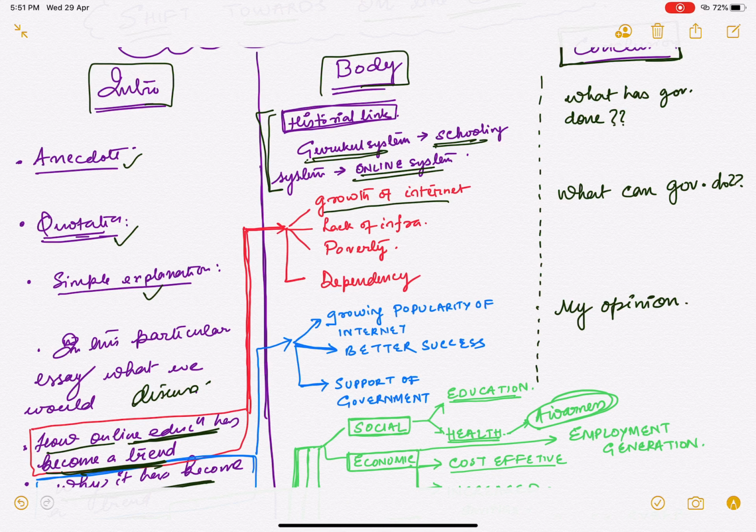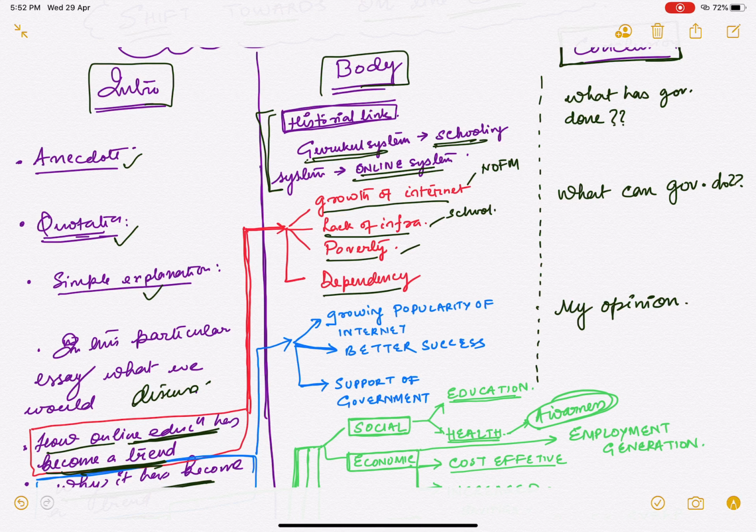First of all, growth in the internet. Next is lack of infrastructure, poverty, dependency. With respect to growth in the internet, I have to give some government data, that is, how the National Optical Fibre Mission is being promoted by the government, and how it is helping. Next, with respect to the lack of infrastructure, with respect to the schools, I can say how toilets are missing in the schools.